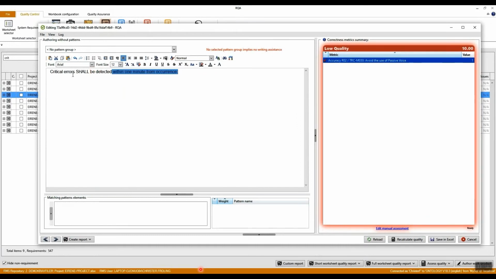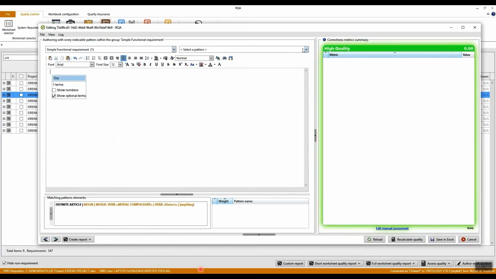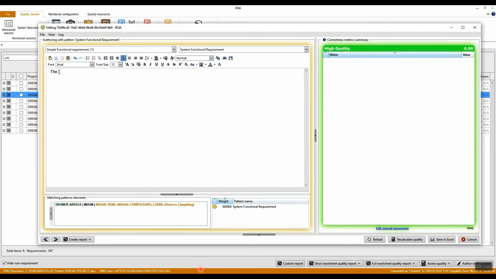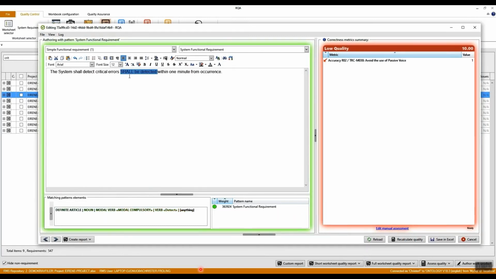Let's see if we can just simply rewrite them using a pattern, because a pattern will actually help you if you use it correctly. I've created a very simple pattern saying that you should start with a definite article, the, then a noun, then a modal verb, which is shall, then some kind of verb like detect, and then I can have a wildcard for anything, just filling up the sentence so it makes sense. So the system shall detect, and there's a wildcard, so I can write anything. I will just paste the sentence I had from the beginning. Of course, it's now wrong, so I have to fine-tune it so it's actually right again.